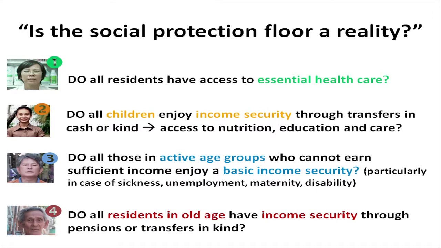The social protection floor seeks to ensure that: 1. All residents of a country have access to essential health care. 2. All children enjoy access to nutrition, education, and care. 3. All people in the working age group have a minimum level of income security in case of unemployment, disability, sickness, etc. And 4. All elderly people have income security through pensions or in-kind transfers.